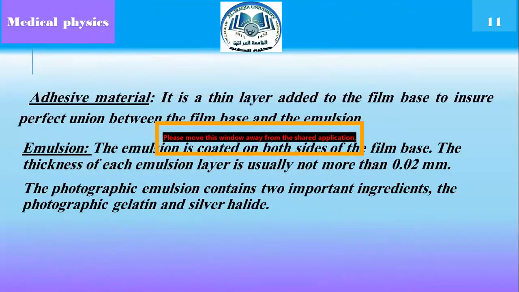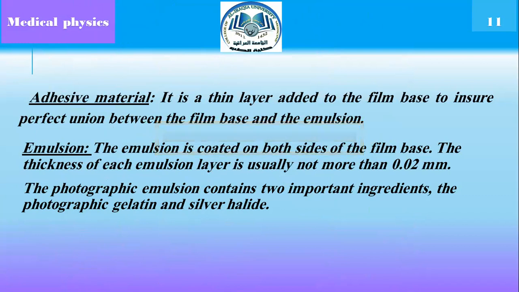Adhesive material. It is a thin layer added to the film base to ensure perfect union between the film base and the emulsion. The emulsion is coated on both sides of the film base. The thickness of each emulsion layer is usually not more than 0.02 millimeter. The photographic emulsion contains two important ingredients: photographic gelatin and silver halide.